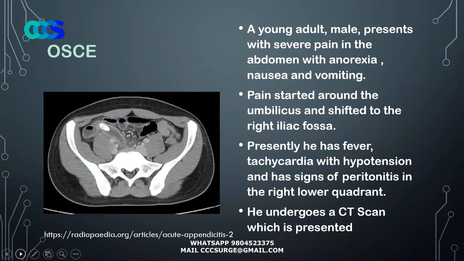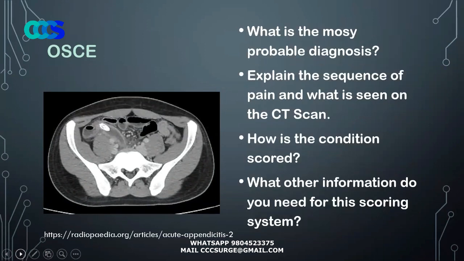He undergoes a CT scan because his urea and creatinine are normal, which is presented. What is the most probable diagnosis? Sorry about that spelling mistake, but that should say most probable diagnosis. The most probable diagnosis is acute appendicitis.